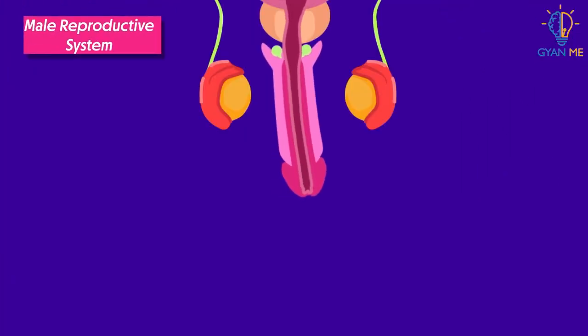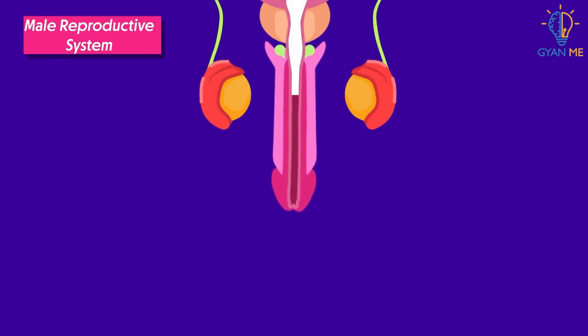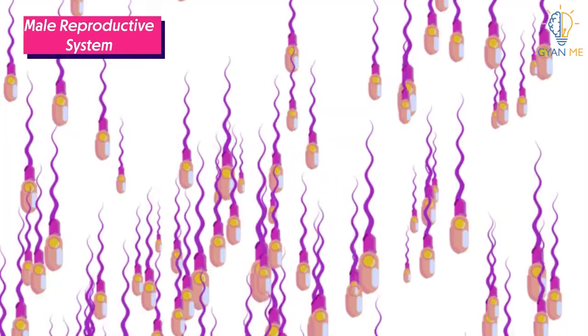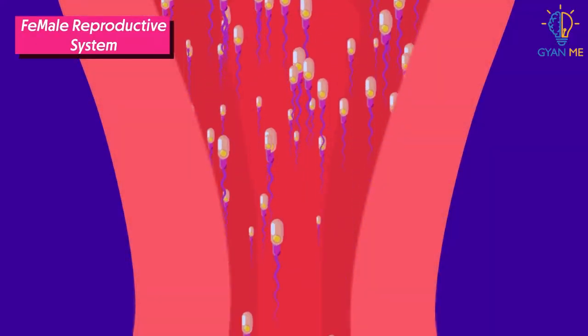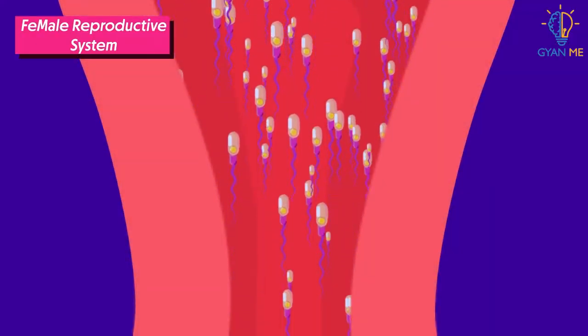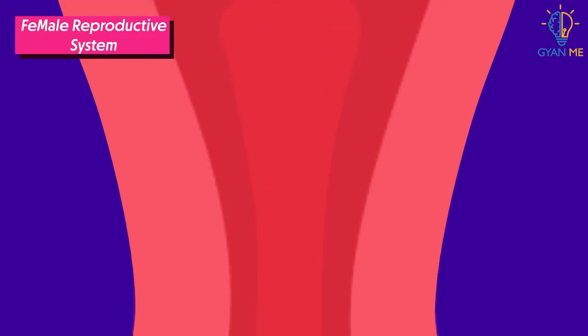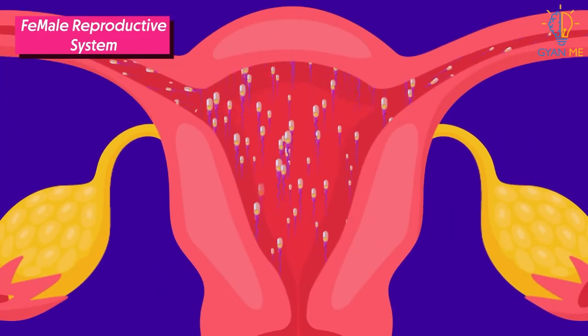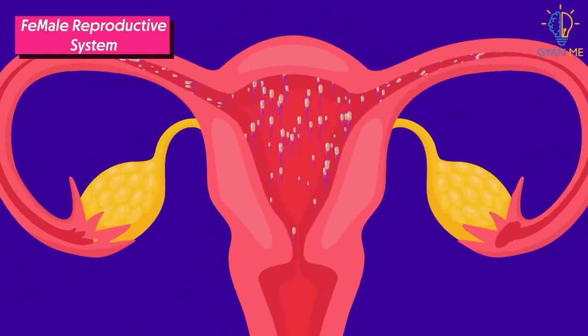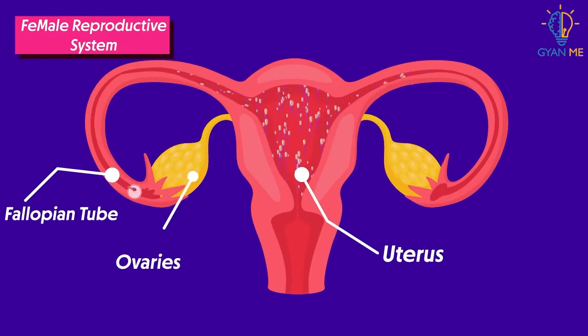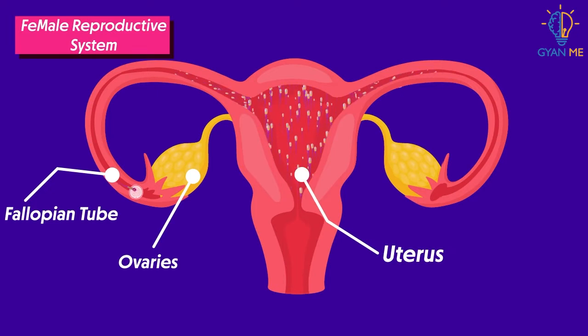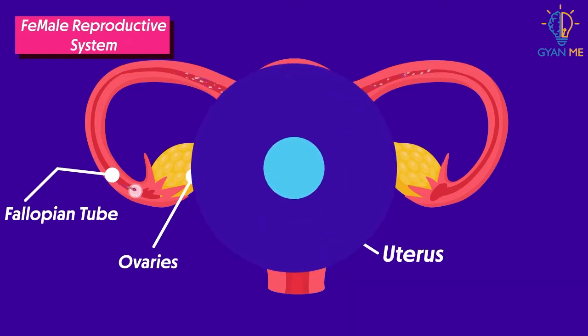As you know, during copulation or sexual intercourse, semen is released by the penis into the vagina of female. The motile sperms swim rapidly, pass through the cervix, enter into the uterus, and finally reach the fallopian tube. The ovum or egg released by ovary is also transported to the fallopian tube, and fertilization takes place if there are sperms. Do you know, students?